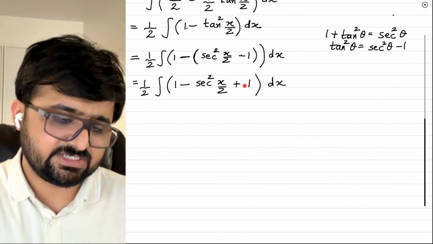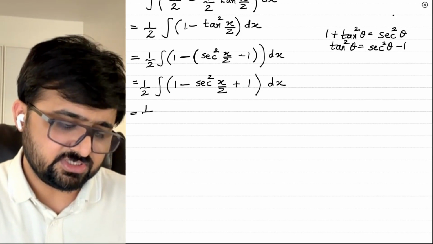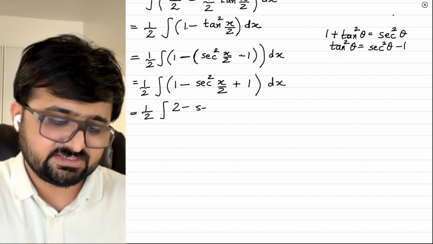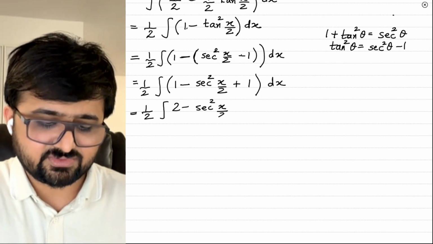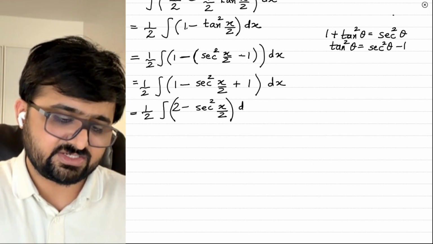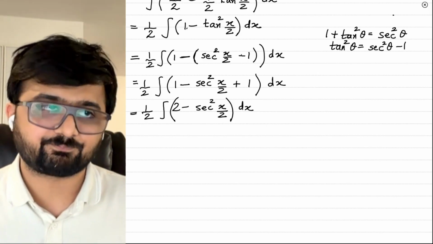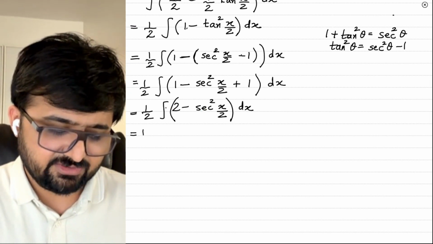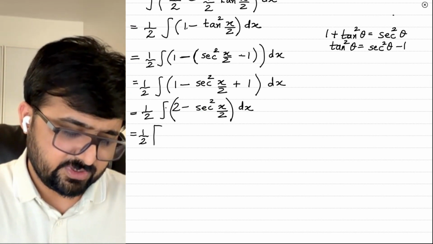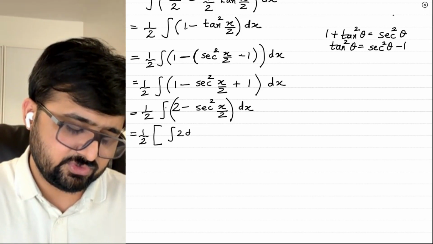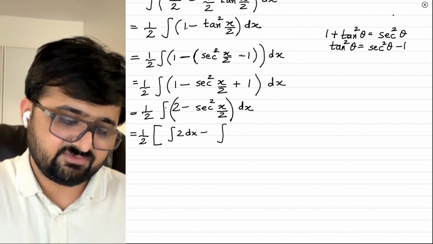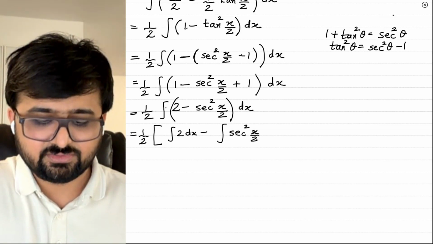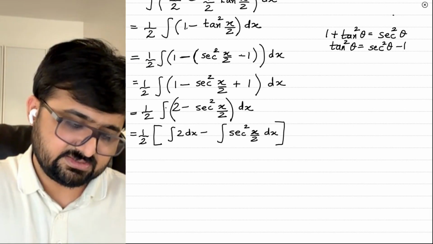Now that 1 plus 1 will become 2. So half integration of 2 minus sec square x by 2 with respect to x. Now it's very simple. Just split the integration in both the terms. So you are left with half, open bracket, integration of 2 dx minus, give the integration to sec square x by 2, sec square x by 2 dx.